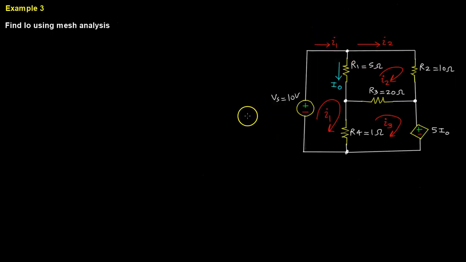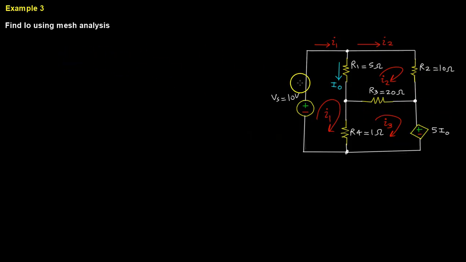Okay, looking at the third example, we have 3 loops now, and we have a dependent voltage source that depends on the current I0 flowing through R1. We're asked to find that particular current I0, which requires us to know every single voltage across every element.